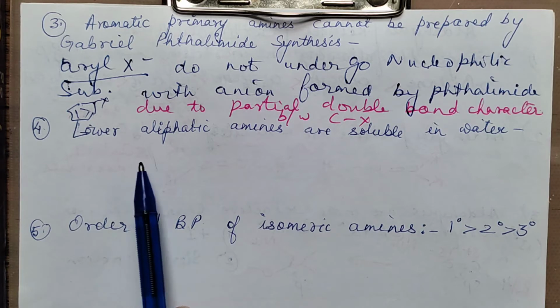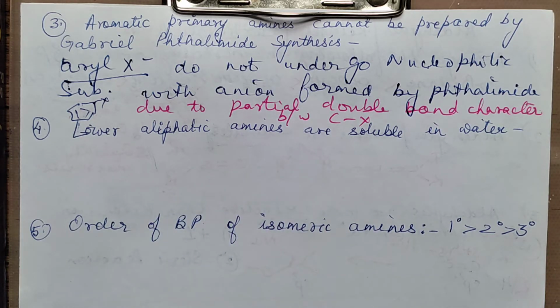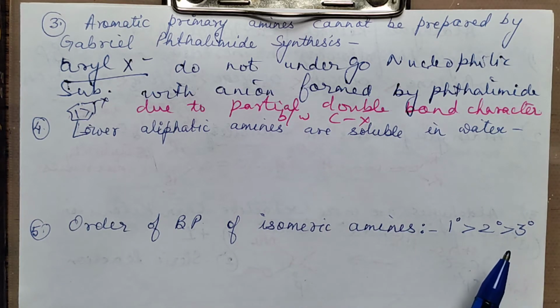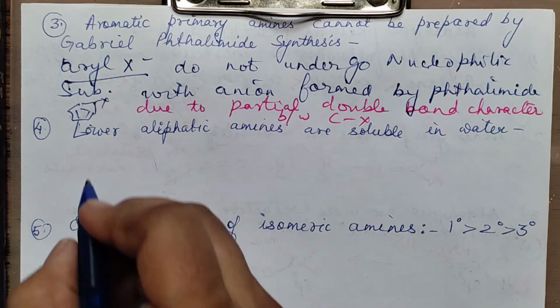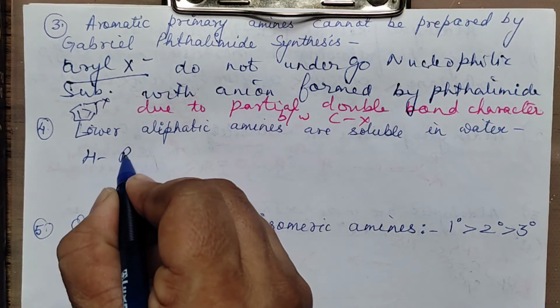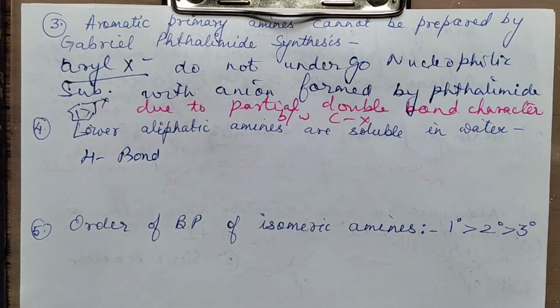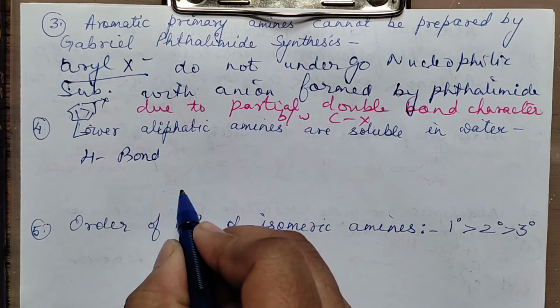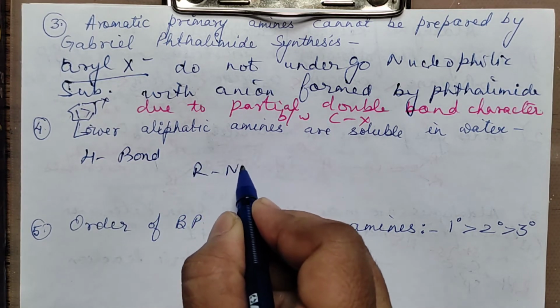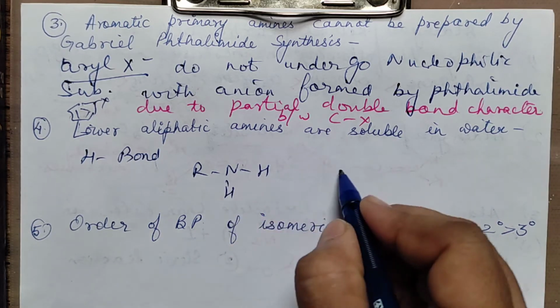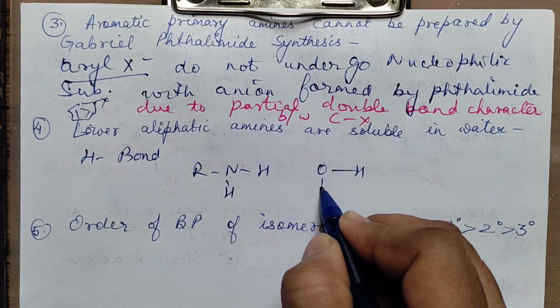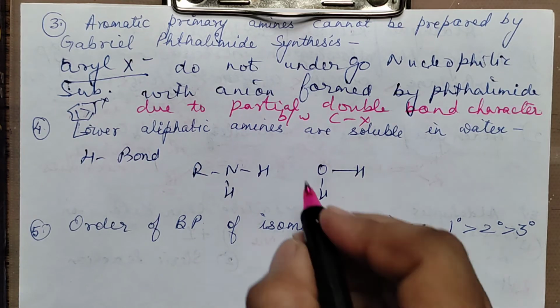Next question. Lower aliphatic amines are soluble in water. So you will write why lower aliphatic amines are soluble in water. Because they can form hydrogen bonds. You can represent it also, say RNH2. If water is there, another water molecule, between them there can be H bonding.